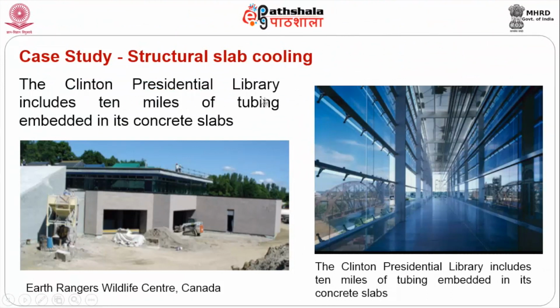The Clinton Presidential Library also includes 10 miles of tubing embedded in its concrete slab. This is the building. Earth Rangers Wildlife Center at Canada also has this kind of a cooling system in the slab.